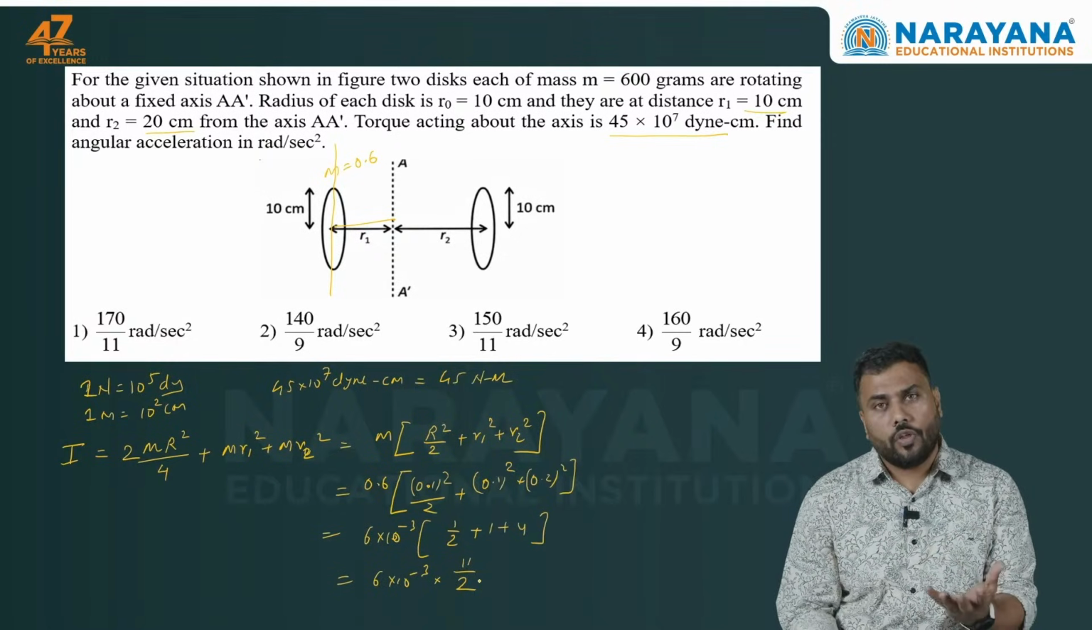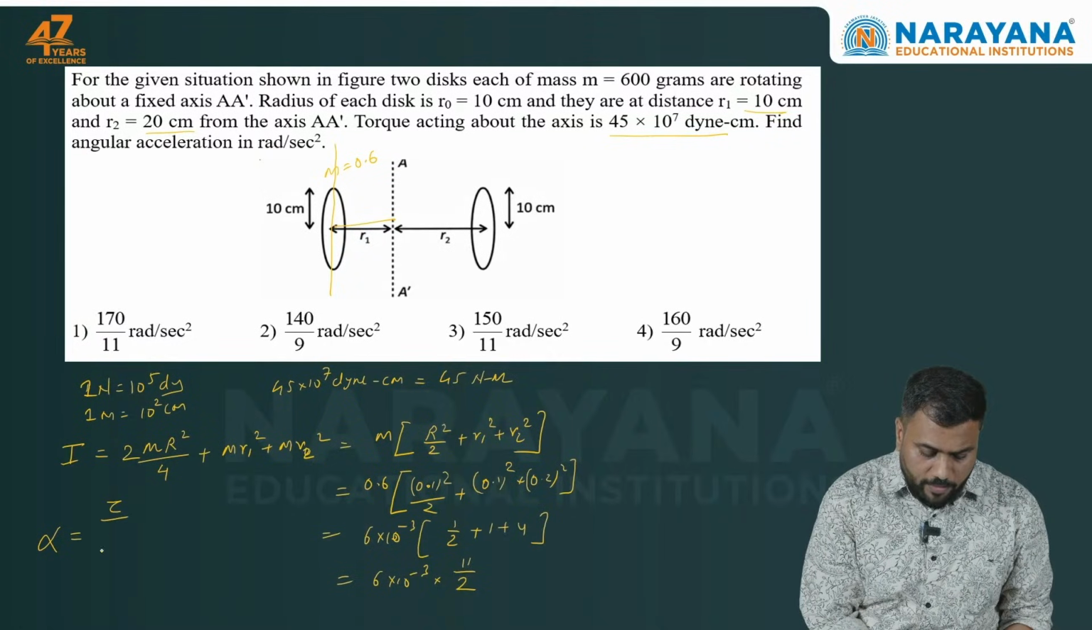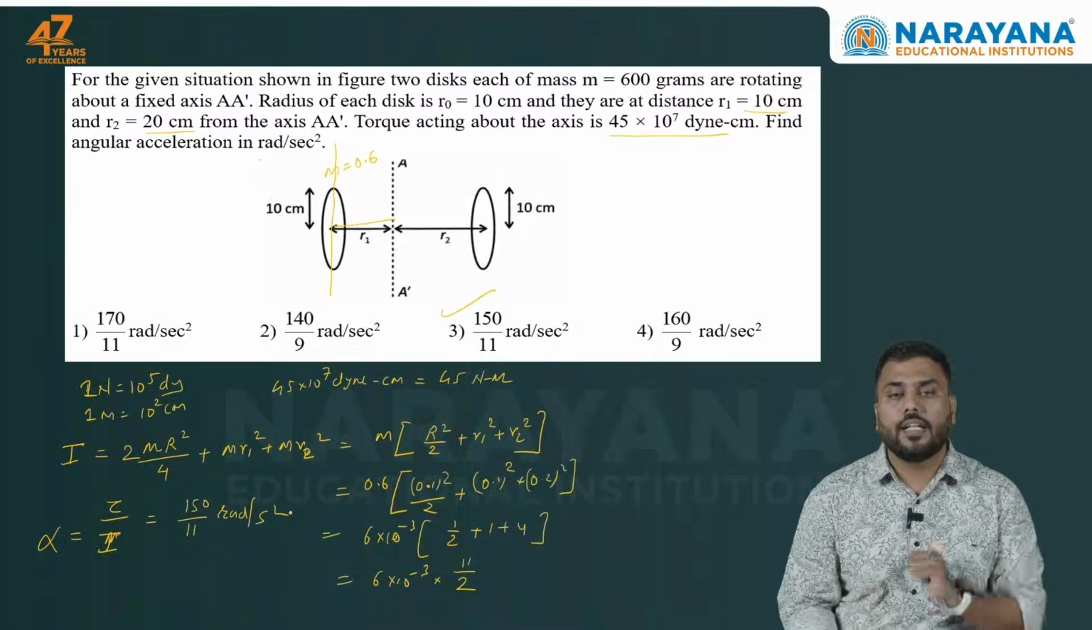Now you have the torque, you have the moment of inertia, you just need to take the ratio to calculate alpha. It will be torque divided by the moment of inertia I. If you put in the values, you can see that the answer comes out to be 150 by 11 radian per second square. So the correct answer to this question is the third option.